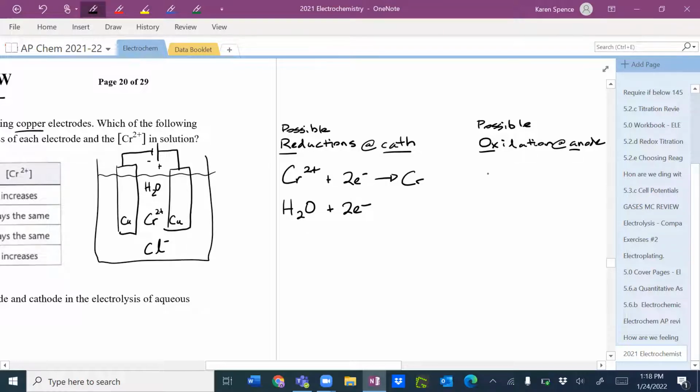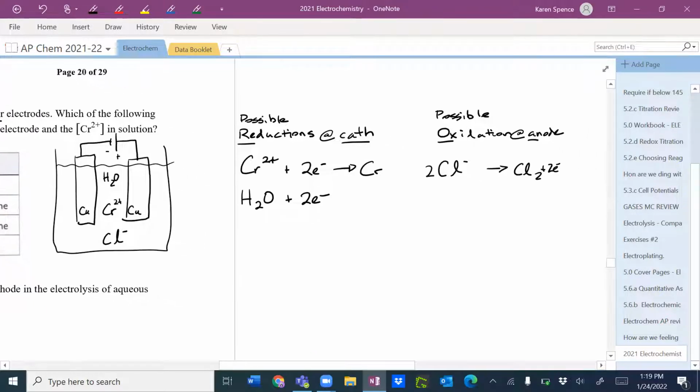And so we're going to look at things that are negative because negative things can lose electrons. So we have Cl minus, and it's going to become Cl2 plus 2 electrons. And we need 2 of those. And if you don't know that, it's okay. Go and look it up, like go look up Cl on your data booklet. We will do that in just a moment.